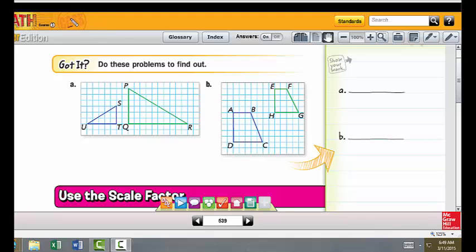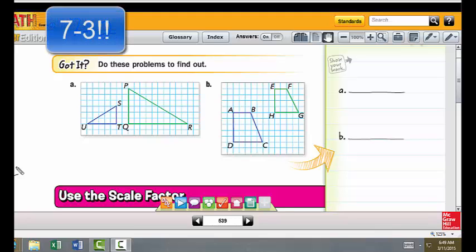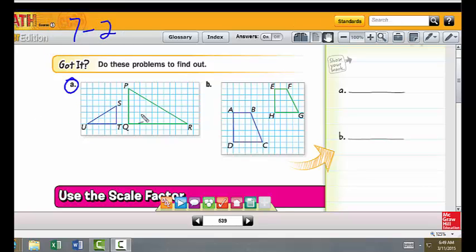Here are your solutions to 7-2, the letter problems. We'll start with letter A. We're being asked to determine whether or not these two figures are similar. And if they're similar, we need to give the scale factor. If they're not similar, we're going to put the two ratios that do not equal each other.